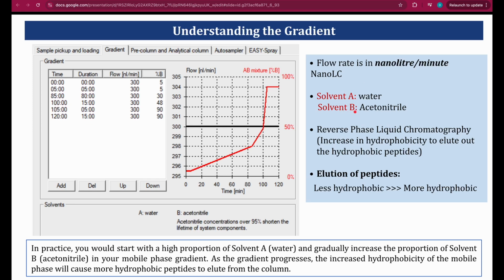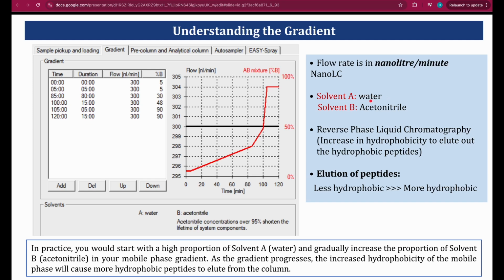Solvent A and B: solvent A is water, solvent B is acetonitrile. As we know, the liquid chromatography used for mass spectrometry is reverse phase liquid chromatography, in which we separate the peptides on the basis of hydrophobicity. Hydrophobic compounds are those which are not soluble in water. They are water hating. So hydrophobic compounds or hydrophobic residue containing peptides will elute slowly if the water is greater in the mobile phase.